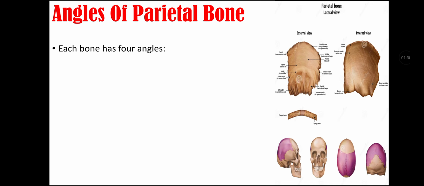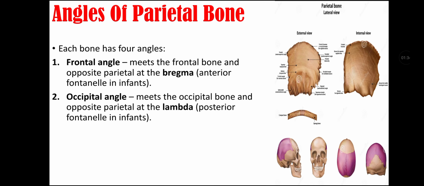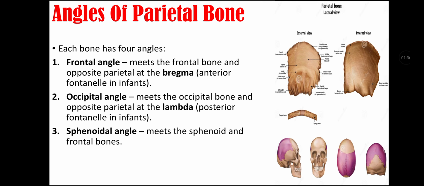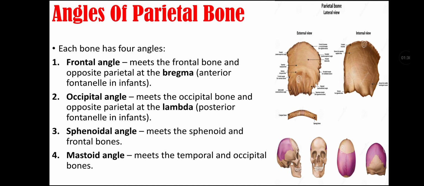Angles of parietal bone. Each parietal bone has four angles that include the frontal angle, occipital angle, sphenoidal angle, and mastoid angle. The frontal angle meets the frontal bone and opposite parietal bone at the point of bregma. The occipital angle meets the occipital bone and opposite parietal bone at the point of lambda. The sphenoidal angle meets the sphenoid bone and frontal bone, while the mastoid angle meets the temporal bone and occipital bone.